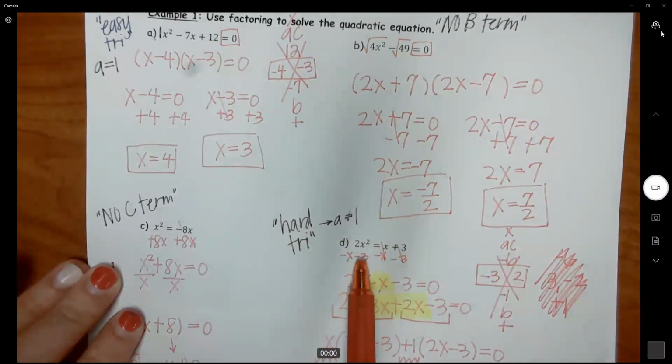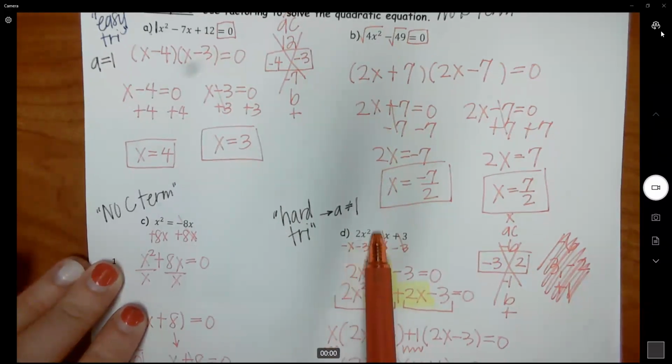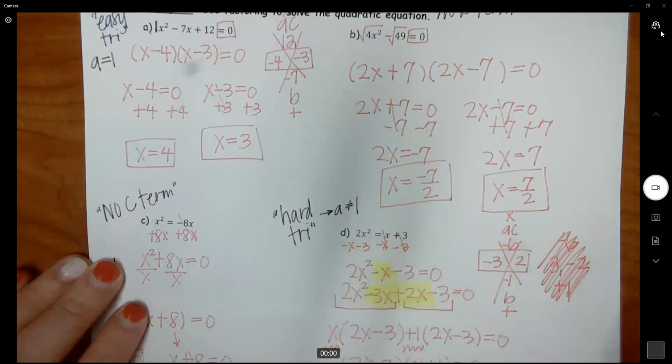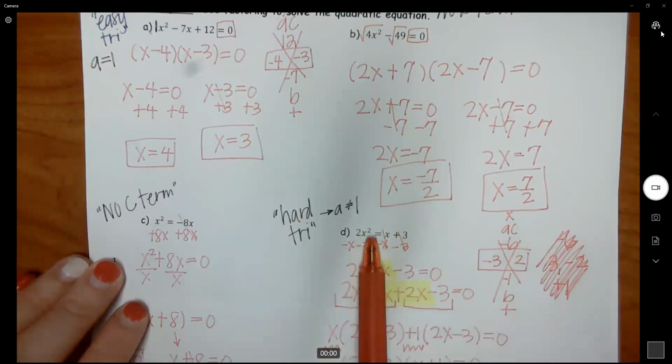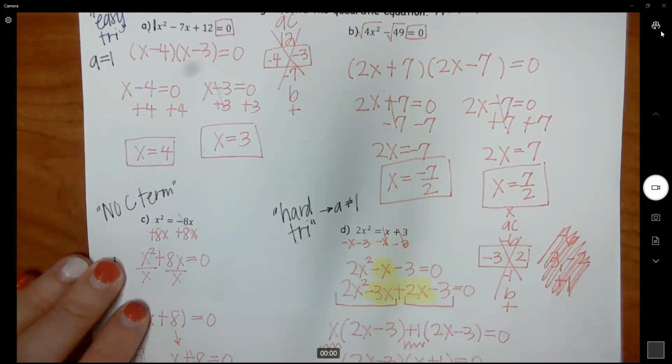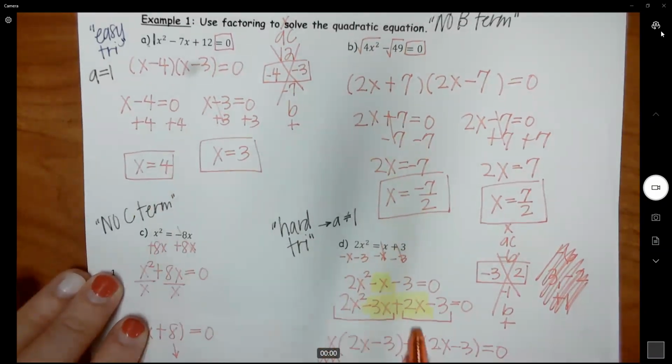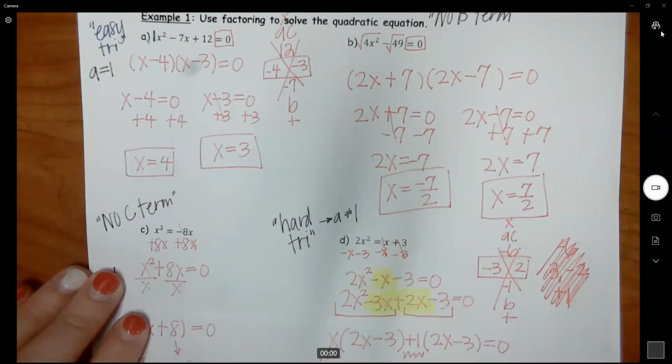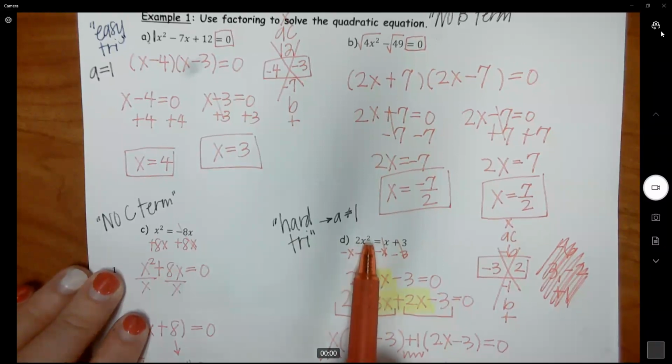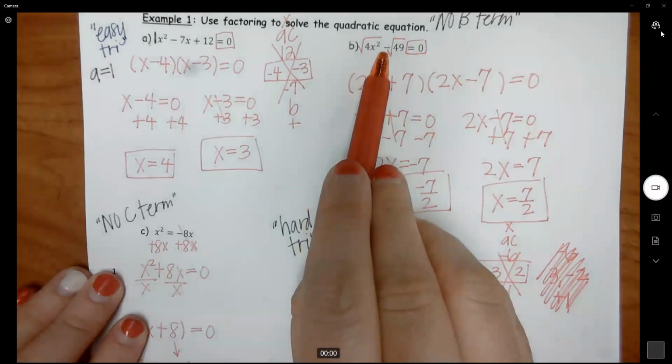Once we go to cubics, once we get x to the third, once we get x to the fourth, we're going to get 3 and 4 answers. Whatever that highest degree is tells me how many answers I have. So I knew by looking at all of these that I'm going to have two answers for all of these problems because they all have a degree of 2.